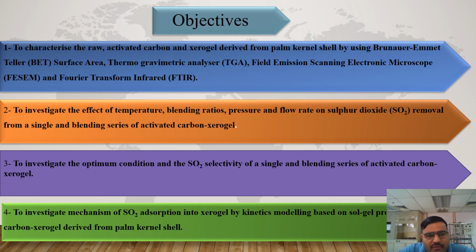I have four objectives. The first one is synthesis of the zeolite from the palm kernel shell biochar and characterization. The second one is optimization. The third one is to investigate the mechanism of SO2 adsorption onto zeolite by kinetic modeling, based on the sol-gel production of carbon zeolite derived from palm kernel shell, and to investigate the effect of temperature, blending ratio, pressure, and flow rate on sulfur dioxide removal from a single and blending series of activated carbon zeolite.